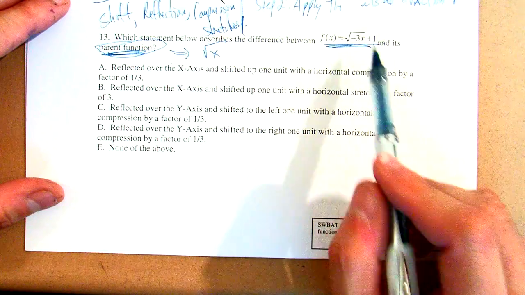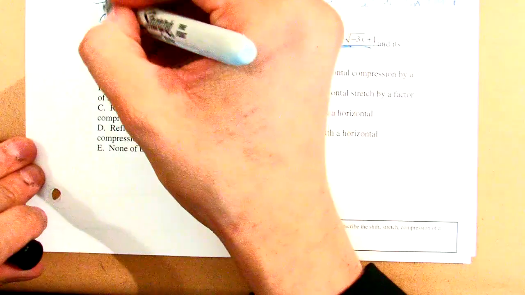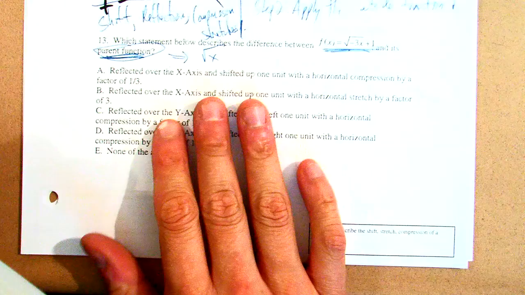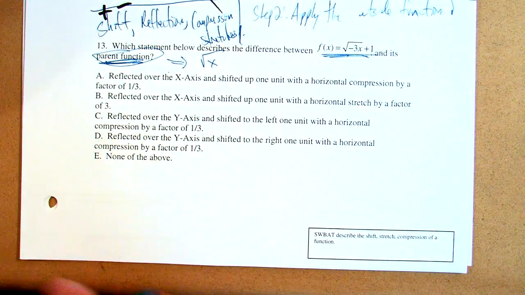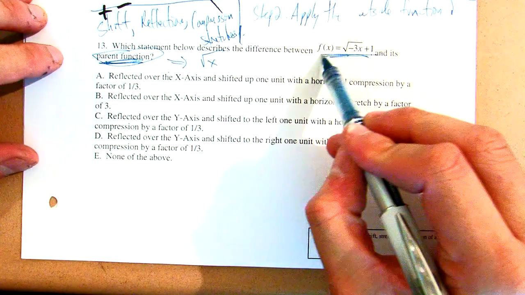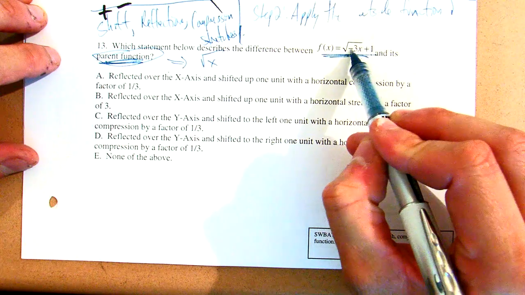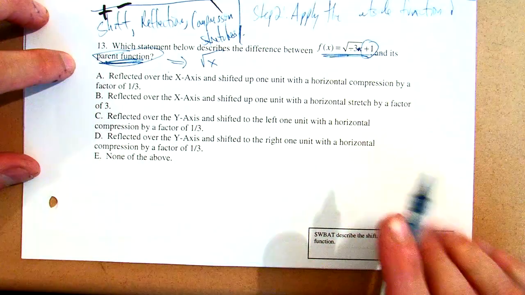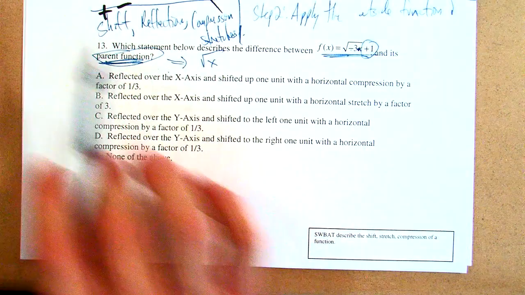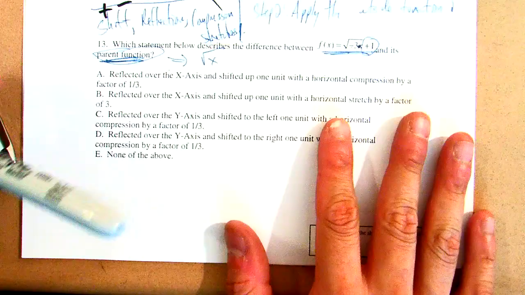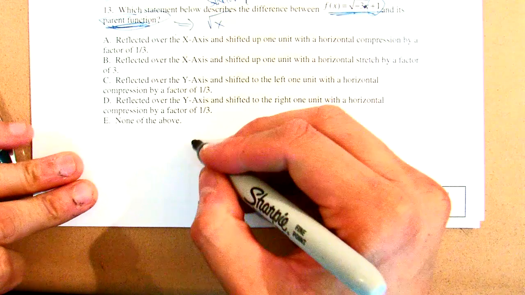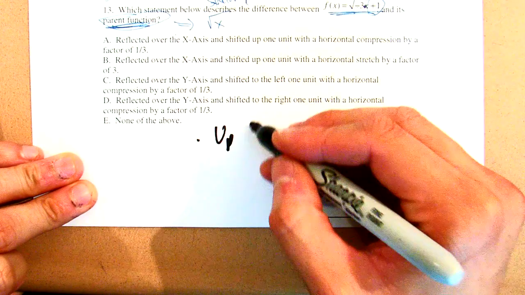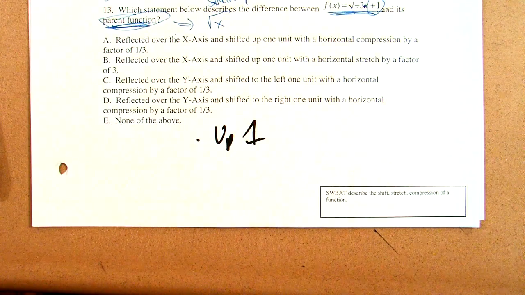Are there any shifts in this graph? If we remember, a shift is when something is being added or subtracted. In this case, if we read it over here, f of x equals the square root of negative 3 times x, plus 1. Notice I said plus 1, which means there's a shift. It's on the outside. So I'm just going to write this at the bottom. The shift here is up 1 unit. Okay? So we know we have a shift of 1 unit up.